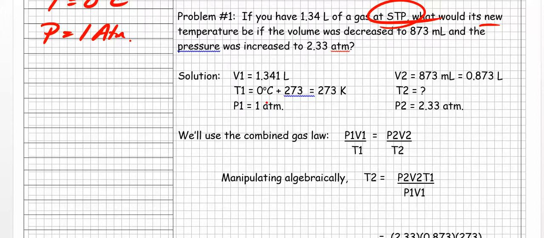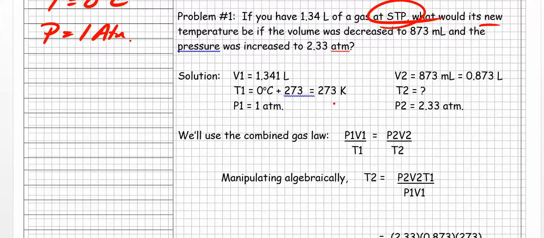Okay, T1, they tell me that the initial temperature is 0 degrees Celsius. Well, not really. They didn't tell me it was 0 degrees Celsius, but they did tell me I was at STP, and that means 0 degrees Celsius. But Celsius is no good. We've got to put it in Kelvin degrees, so we're going to say 0 plus 273, 273.